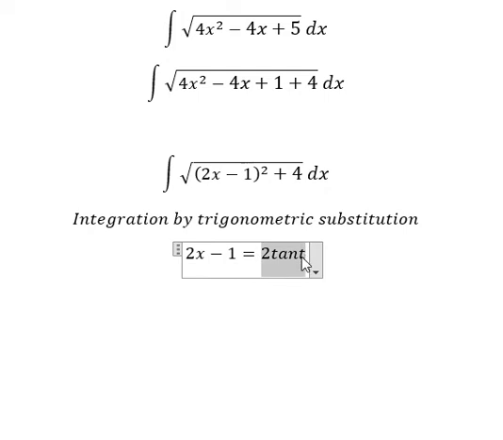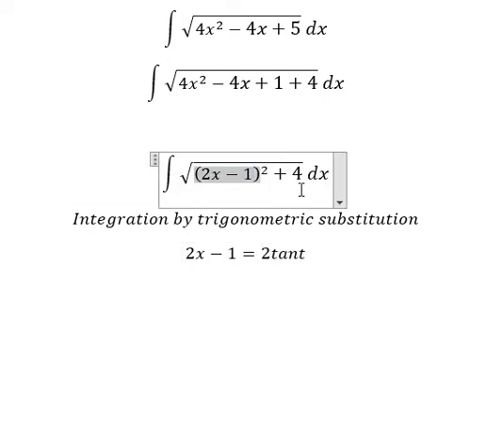Because if we put this one in here, we have 4 tan t squared, because we have the power 2. Number 4, we can do factorization. Tan t squared plus 1, we change for secant of t squared, and later we simplify by the square root.